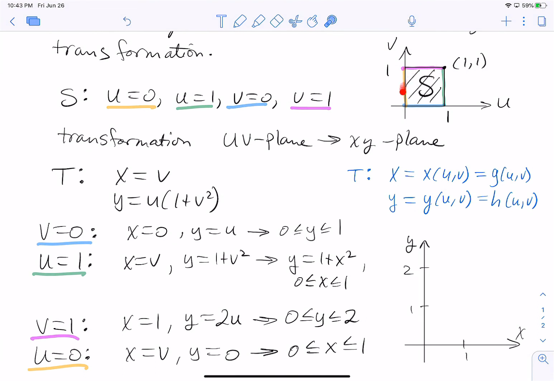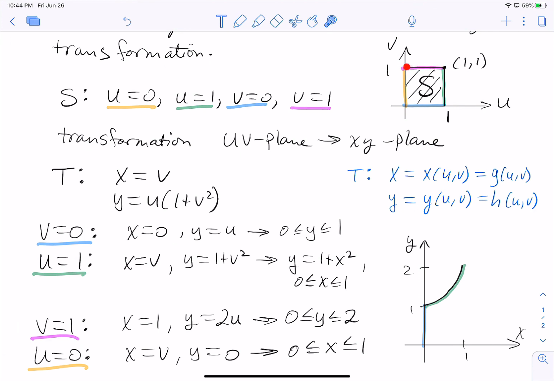Let's see what happens to these boundary segments, because understanding what happens to a boundary tells us what happens to a region, in this case the region S. The boundary v equals 0 maps to x equals 0, and then y goes from 0 to 1. That is along the y-axis from 0 to 1. So this blue here maps to this blue here. The green segment here, u equals 1, maps to part of the parabola y equals 1 plus x squared, where x goes from 0 to 1. Folks, that's going to be an arc that looks about like this. It's just a piece of a parabola there.